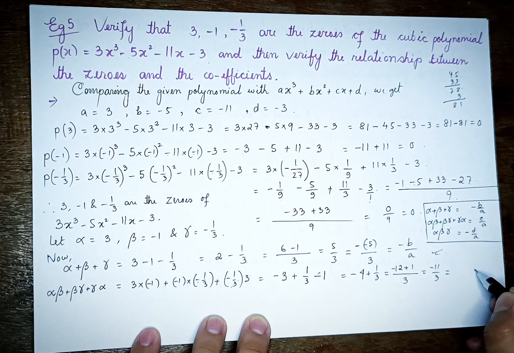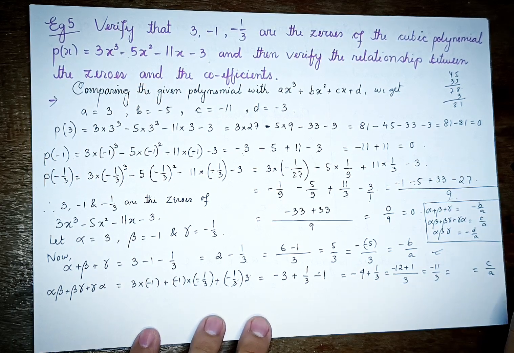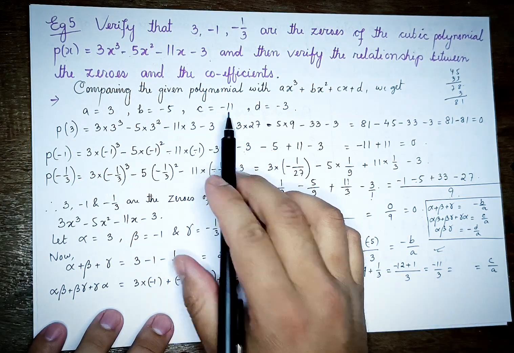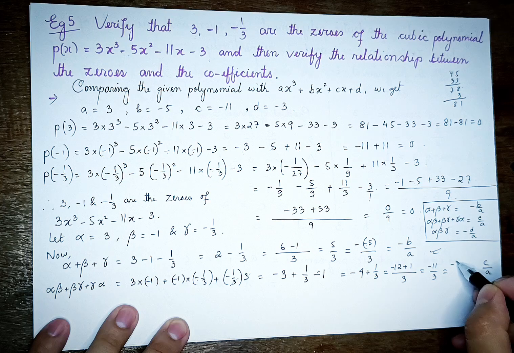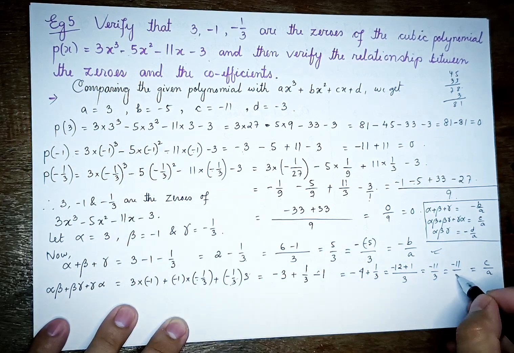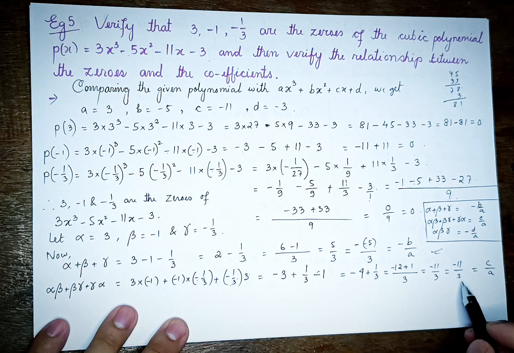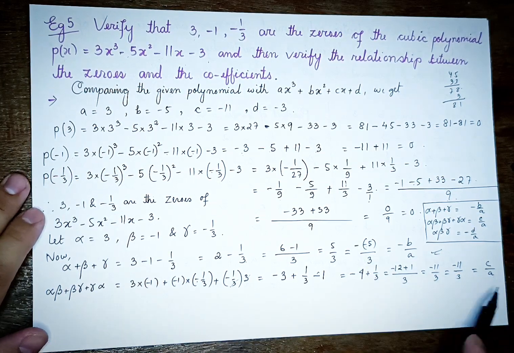Leave a blank here and write c by a. What is our c? Our c is minus 11. So we write minus 11 here. And what is our a? Our a is 3. So it is the same, minus 11 divided by 3. So this verifies the zeros and the coefficients.